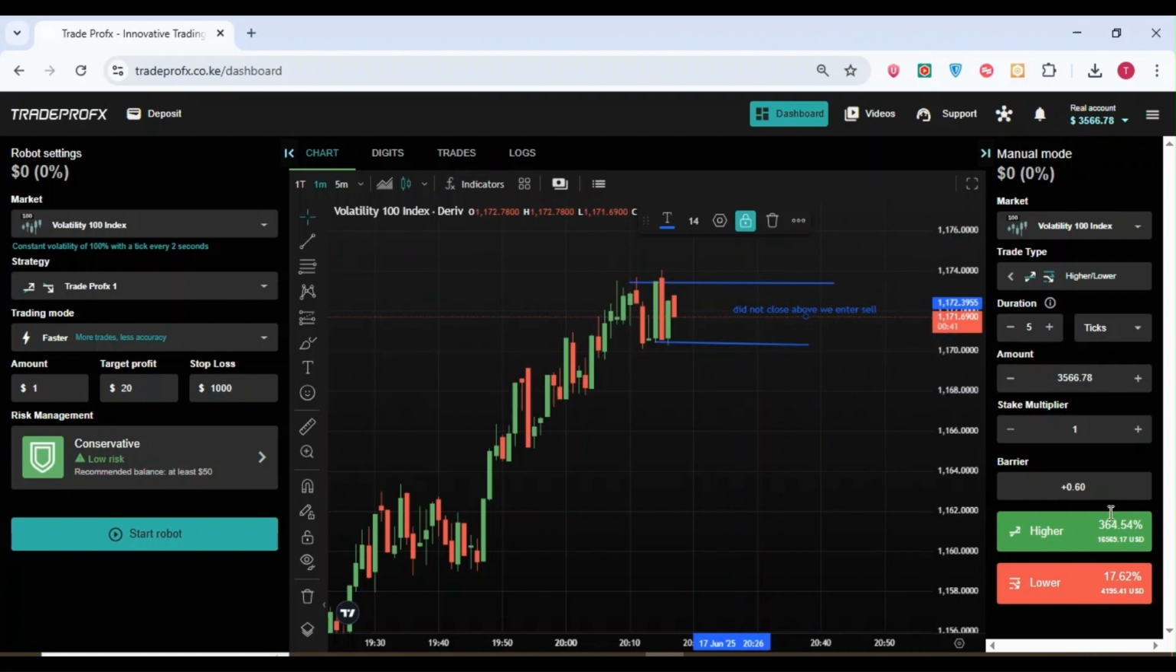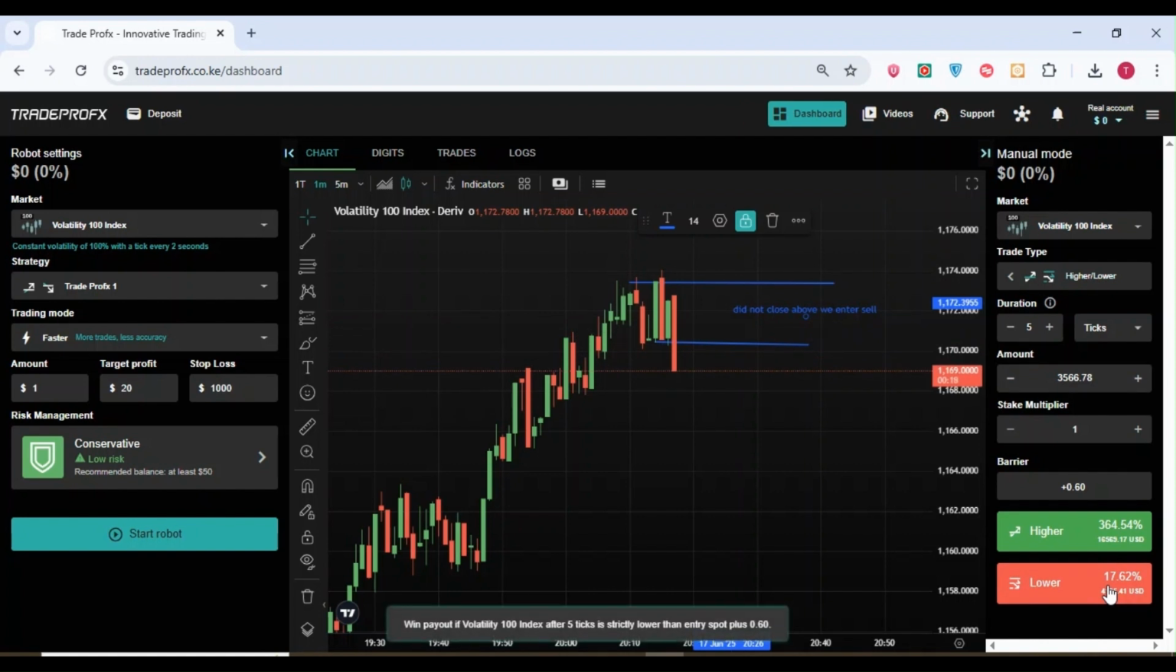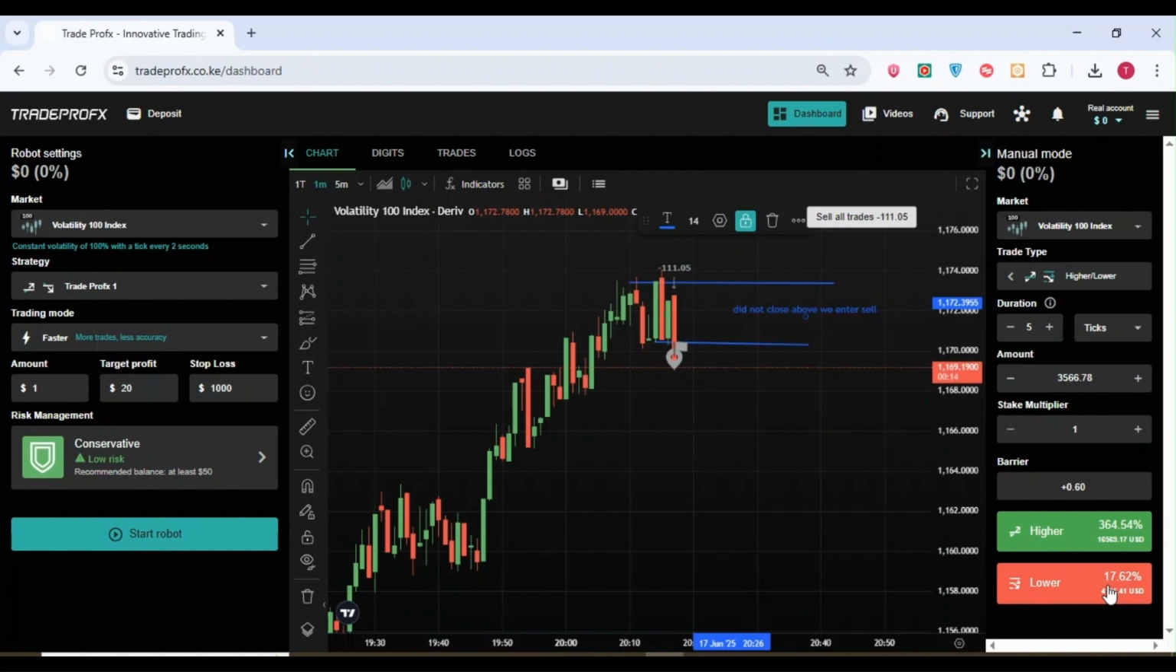Now, what exactly is the higher-lower contract type? It's one of the most reliable forms of trading on the Deriv platform when used properly. You're basically predicting whether the price, after a series of 5 ticks, will be strictly higher or strictly lower than the entry point, plus or minus a specific barrier. For my strategy, when I'm trading lower, I use a plus 0.60 barrier, and when I'm trading higher, I use a minus 0.60 barrier. This gives the market room to move, but not too much.